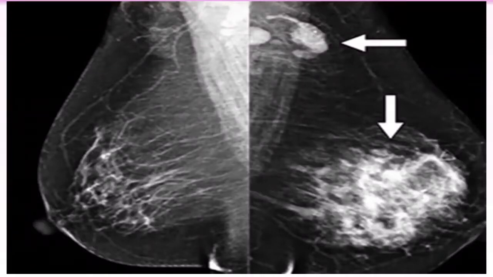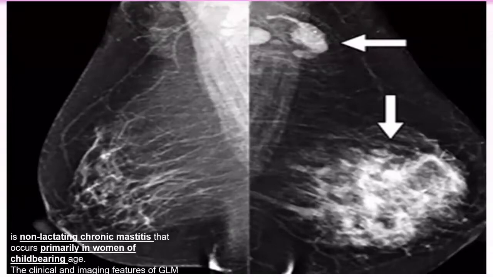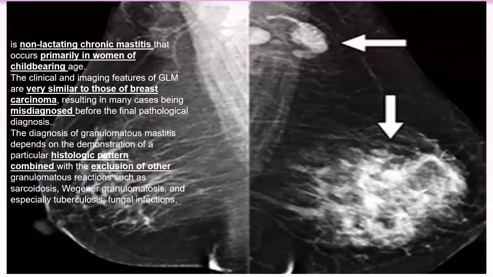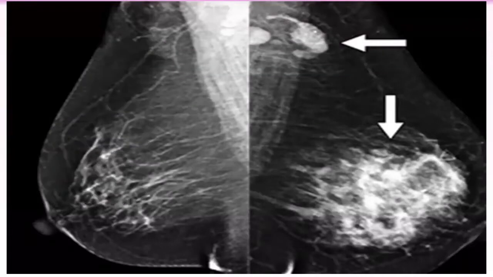Okay, you are welcome. This is another patient of granulomatous mastitis, diffuse type, also simulating breast cancer, with global asymmetry in the left breast and axillary adenopathy. What is the granulomatous mastitis here?